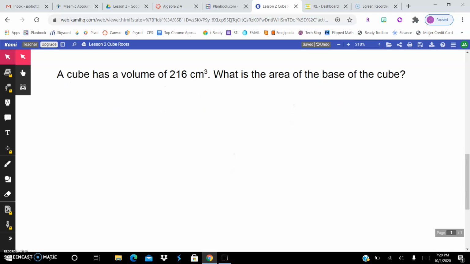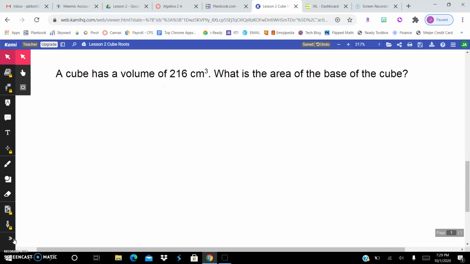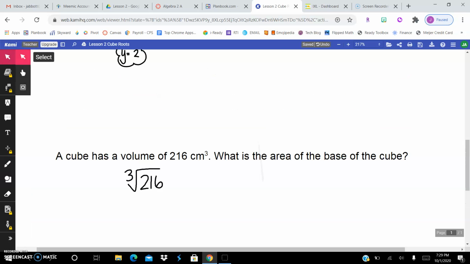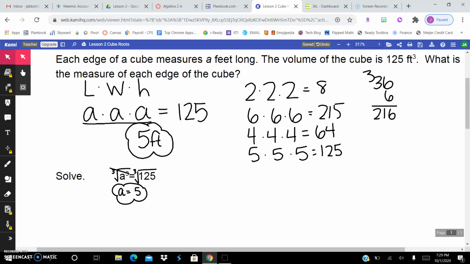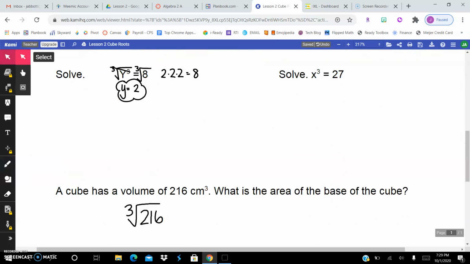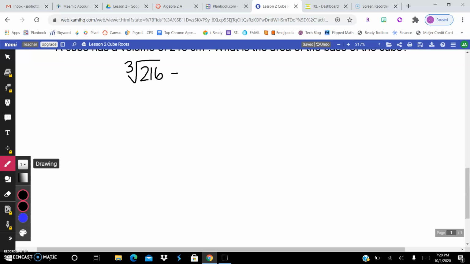A cube has a volume of 216 centimeters cubed. What is the area of the base of the cube? They're not asking us what is just one side of the cube. They want to know what the area of the base is. So first of all, we do need to know what the side is. If the volume is 216, we have to take the cube root of 216. So guess and check. When I was guessing and checking earlier, I wrote 216. 6 times 6 times 6 is 216. So this answer here would be a 6.